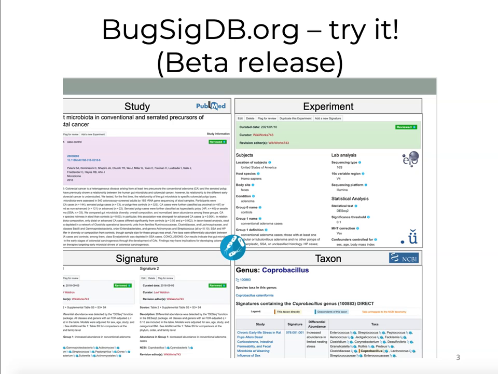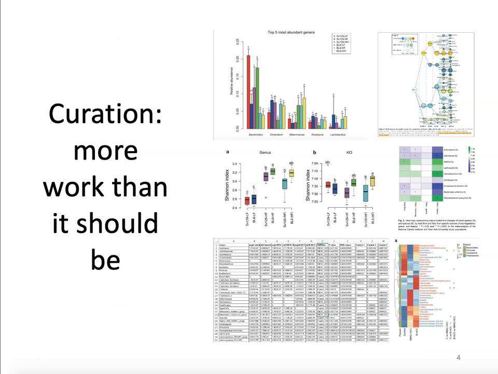You can find published studies, the experiments or contrasts that were performed for analysis, signatures that resulted from them, and where any given taxa has been reported in the literature. One of the things that really stood out to me in reviewing all of these papers is how much work curation is and how much more work that it should be.